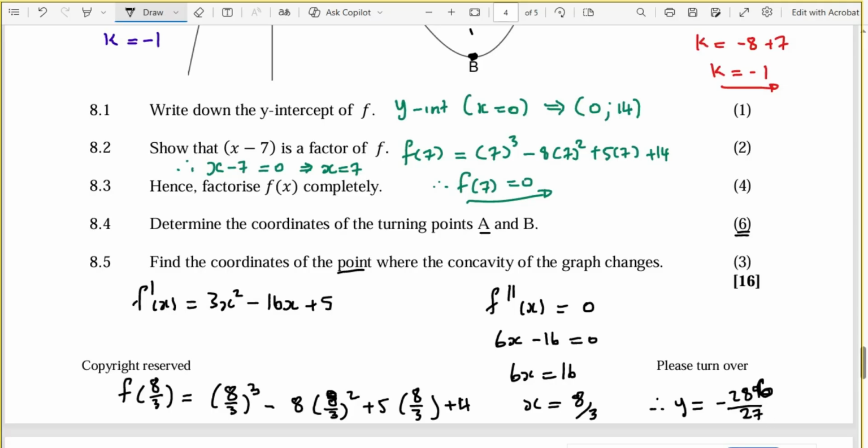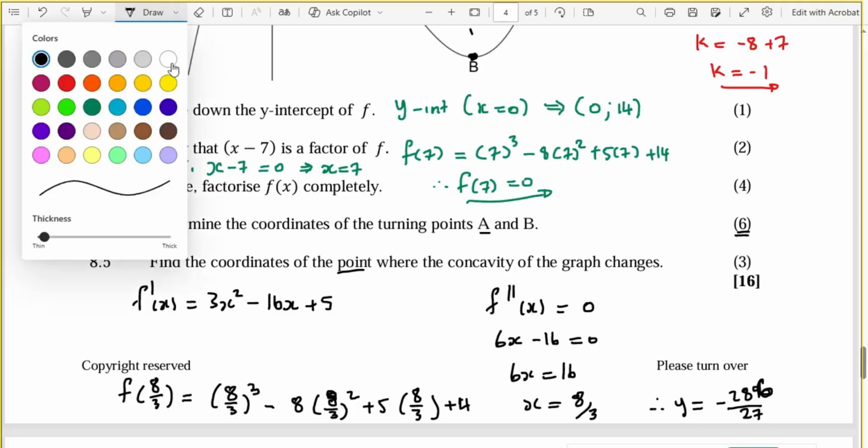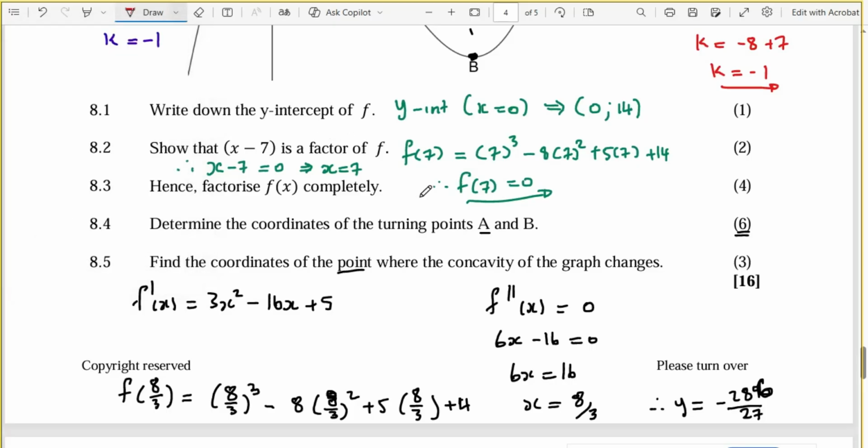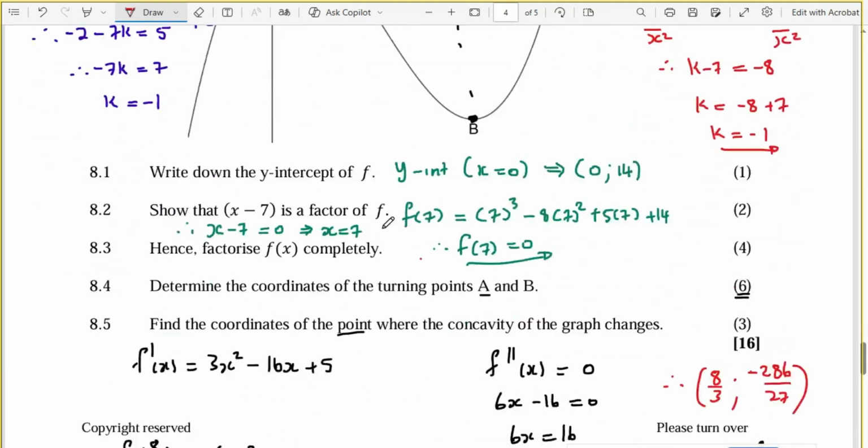Then your point will just be those two. So your point will be 8 over 3 and negative 286 over 27. That's the concavity point. Are you happy with how we did question 8?